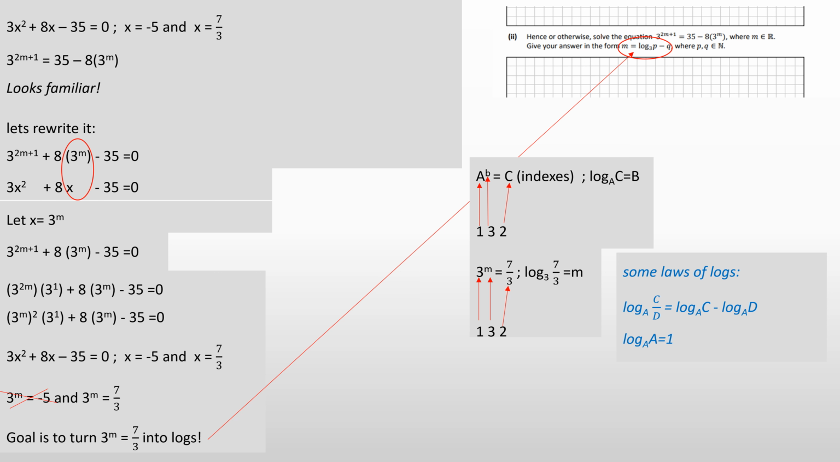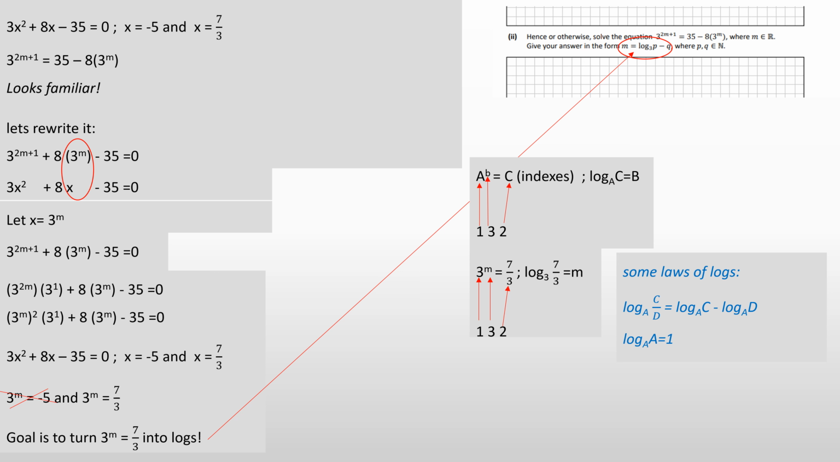If that was multiplication, that's another law that I didn't write down here. If it was log a of c times d, written in the linear form it would be log a c plus log a d. Because they're multiplying, it would be a plus. Here they're dividing c over d, so it's a minus. So it's log a c minus log a d.